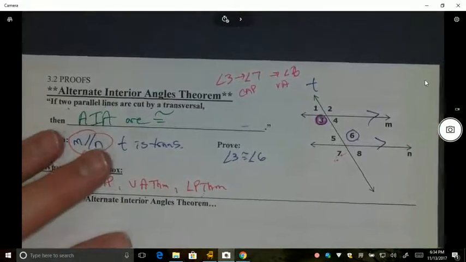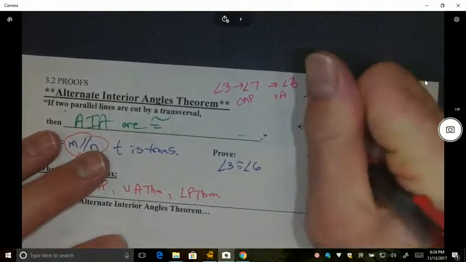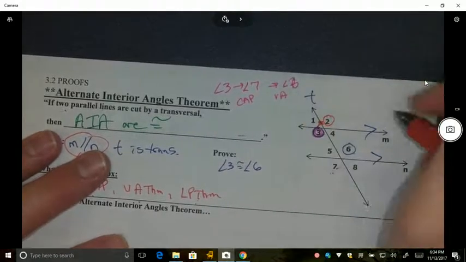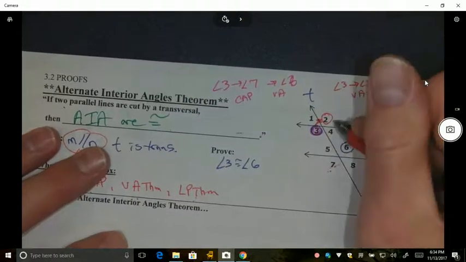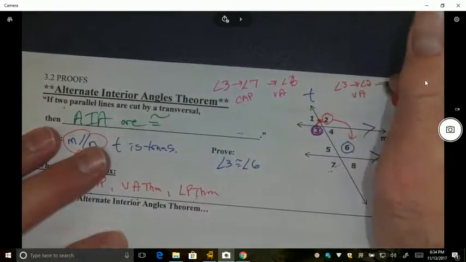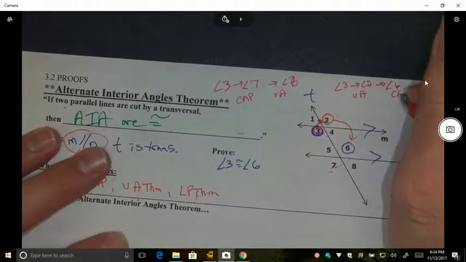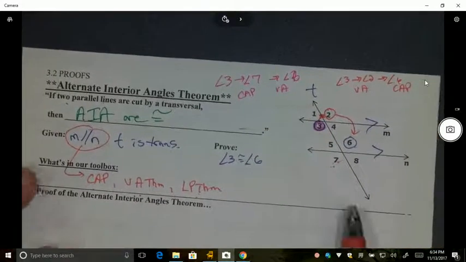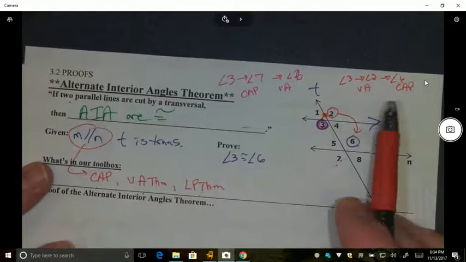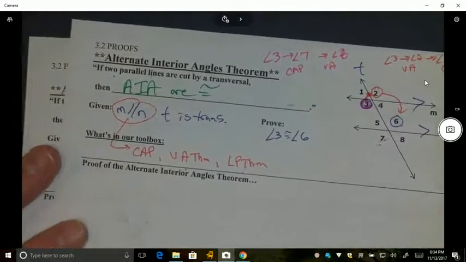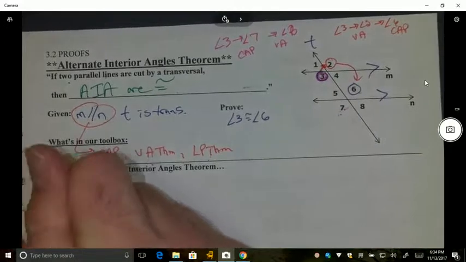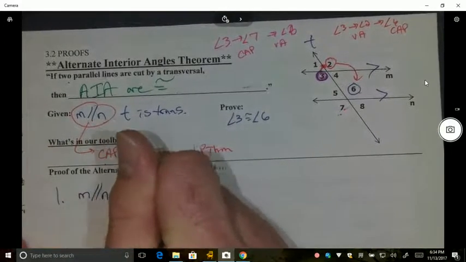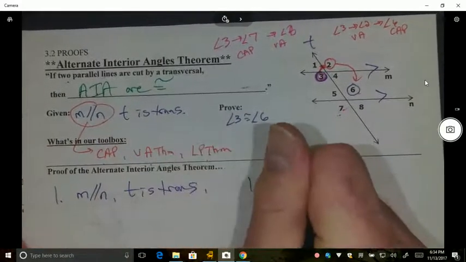There's an alternate path, though, and that is that I could go from 3 to 2 using vertical angles, and then connect 2 to 6 using corresponding angles. I'm going to take this second path, but both work in a very similar way, so there is more than one way to do this proof. Our first line is that m is parallel to n, t is the transversal. That is given.